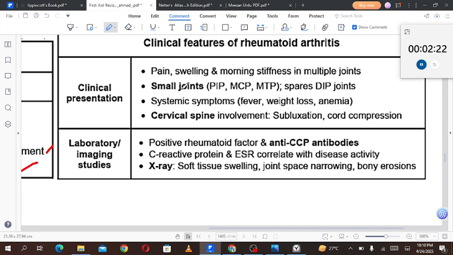The clinical features of rheumatoid arthritis include pain, swelling and morning stiffness in multiple small joints, for example proximal interphalangeal, metacarpophalangeal and metatarsophalangeal joints, sparing the distal interphalangeal joints. Systemic symptoms include fever, weight loss and anemia, and cervical spine involvement, which includes subluxation and cord compression. Laboratory studies will show positive rheumatoid factor and anti-CCP antibodies. Okay, C-reactive protein and ESR correlate with disease activity. X-ray will show soft tissue swelling, joint space narrowing and bony erosions.